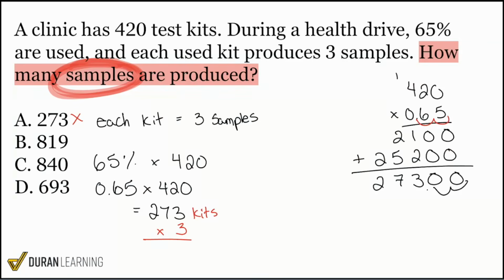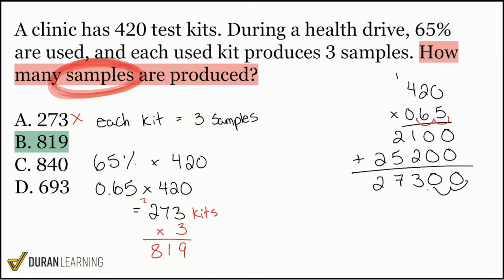So here we have 273 times 3, so that'll be 9. 7 times 3 is 21. And then 2 times 3 is 6, carry 2 is 8. So therefore, everybody, the final answer, the true correct answer here is 819 samples were produced. And there we go.